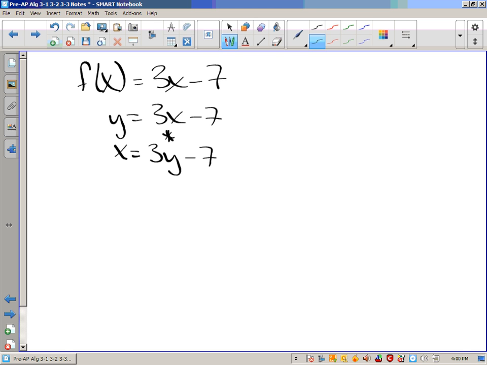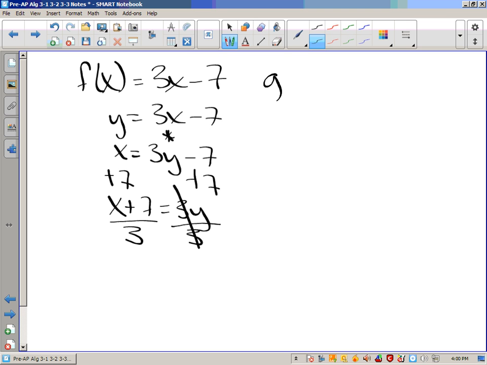But what I would do is I'd add 7, get x plus 7 equals 3y, divide by 3, and there's my function. But I'm not going to say y equals. I'm going to have to name it using g of x. Again, you could use h of x, you could use another letter, but g is the common one.